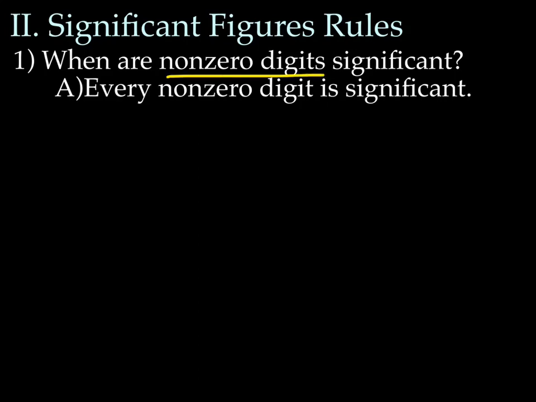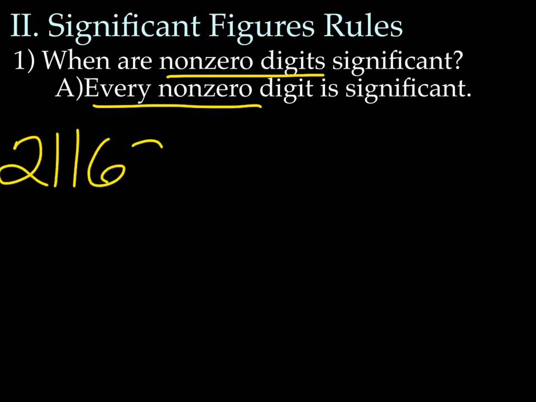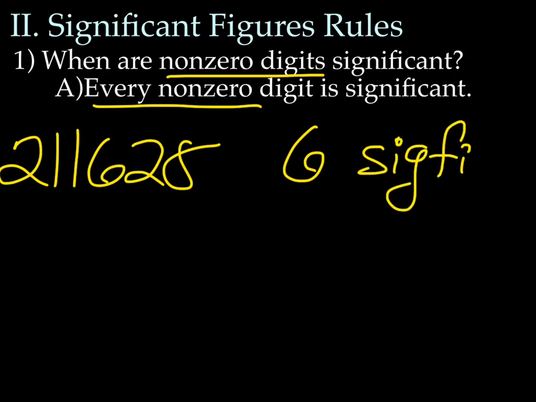A non-zero digit is a digit that is not a 0. So a 1, a 2, a 3, a 4, a 5, a 6, a 7, an 8, or a 9. Okay, and luckily this rule is super, super easy. Every non-zero digit is significant. Let's try a few examples. If I were to write the number 211628, all of these digits are non-zero digits. So they're all significant. So how many significant digits are there in this number? I come up with 6 sig figs, or 6 significant figures.